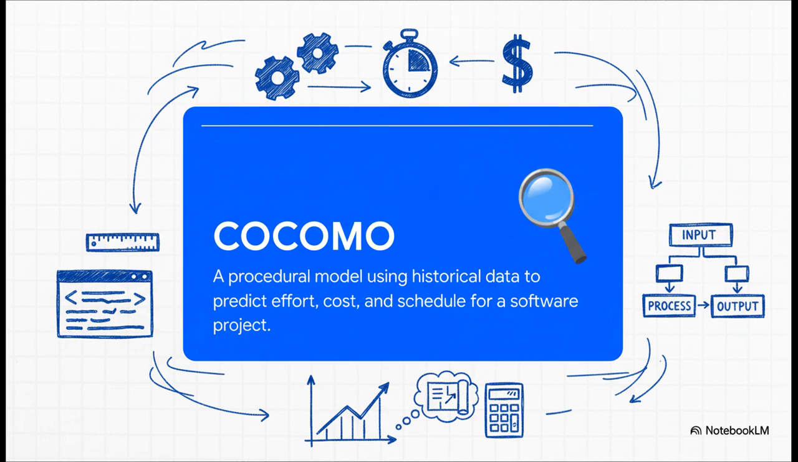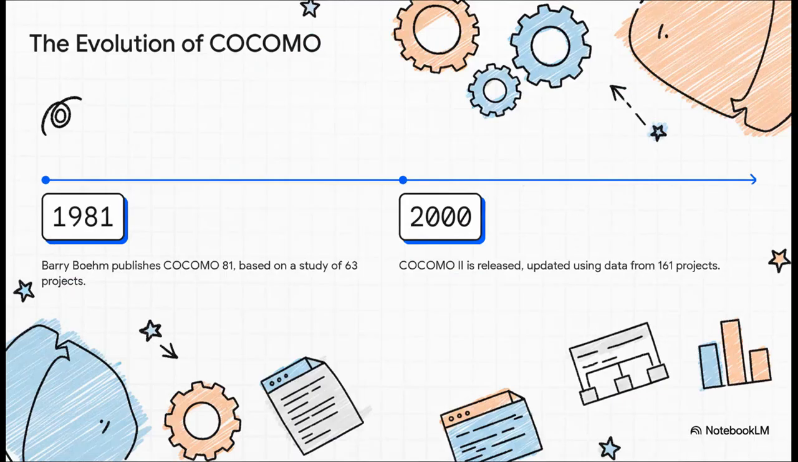So here's the key thing to get. COCOMO is not about pulling numbers out of thin air. It's a procedural model, which is just a fancy way of saying it follows a specific formula. It looks at how big your project is, usually measured in thousands of lines of code, or KLOC, and then uses historical data from similar projects to predict the effort you're going to need. It's all about turning, "I think it'll take this long" into, "Okay, the data suggests it's going to take this long." See the difference?